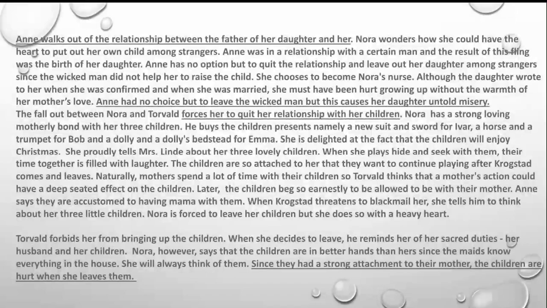Nora has a strong, loving, motherly bond with her three children. She buys the children presents, namely a new suit and sword for Ivar, a horse and a trumpet for Bob, and a dolly and a dolly's bedstead for Emma. She is delighted at the fact that the children will enjoy Christmas.